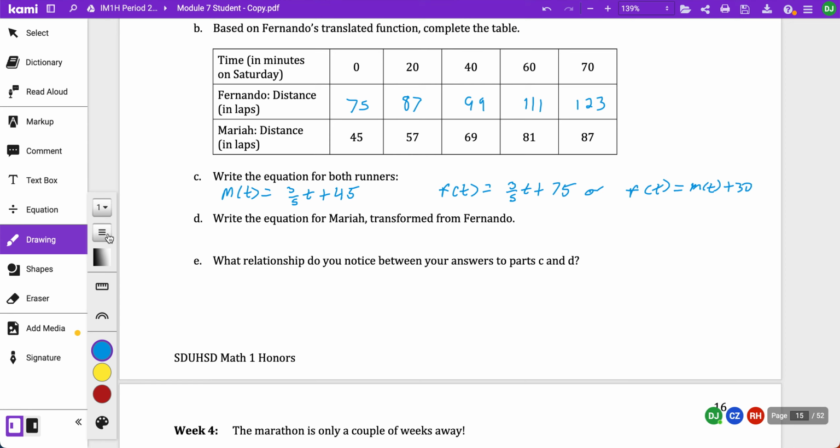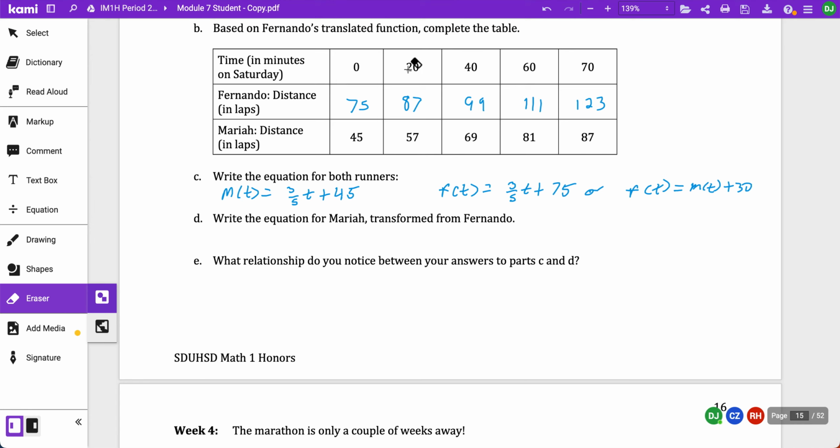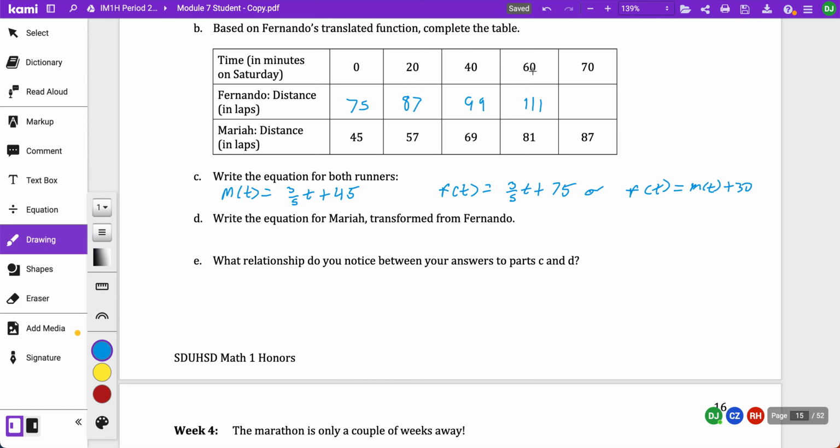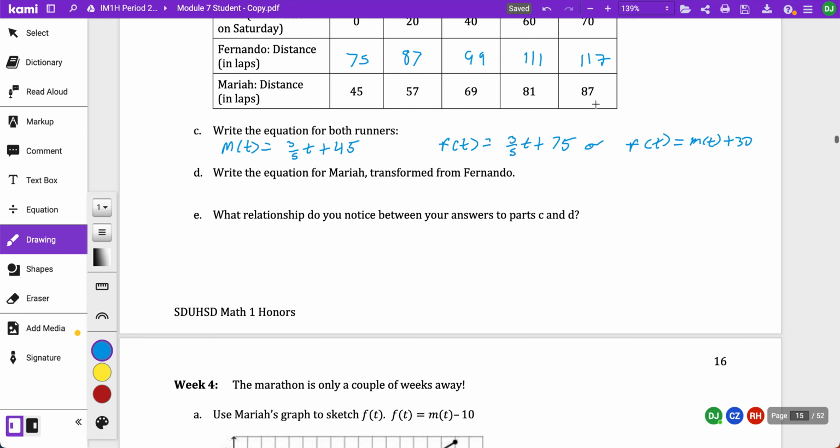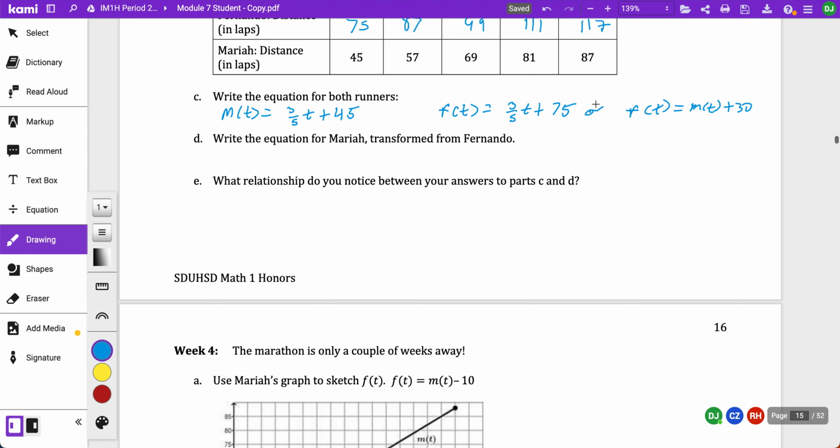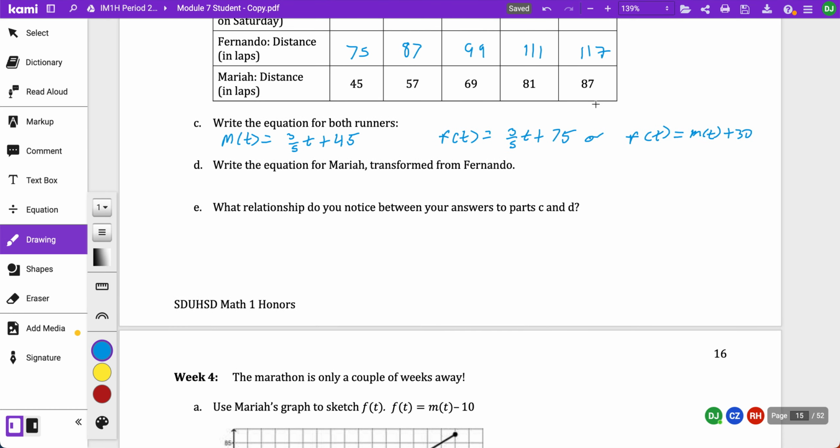Oh, okay. So I kept looking up here thinking, what is wrong with my numbers? It's not matching. See how I go up by 20, up by 20, up by 20, and then up by 10? So I kept thinking, what am I doing wrong up here? So instead of adding 12, I should have added 6, which would have given me 117. So sorry, I couldn't figure out what I was doing wrong back there, but now I found it out. So now what we're going to be doing is write an equation for Mariah transformed from Fernando.